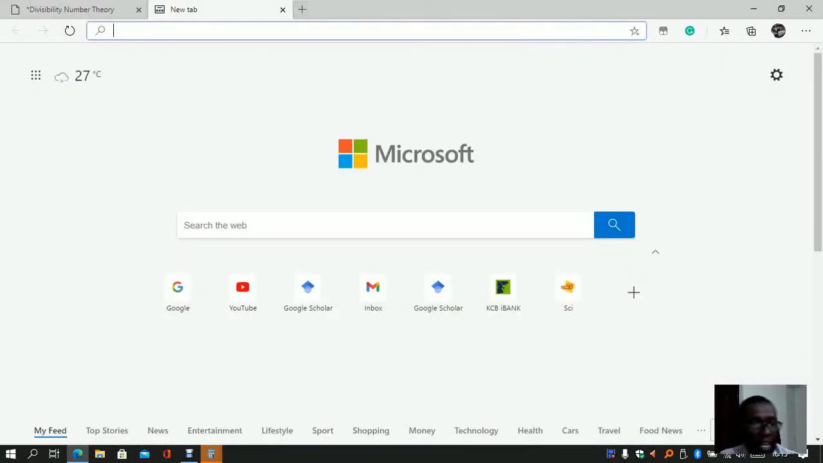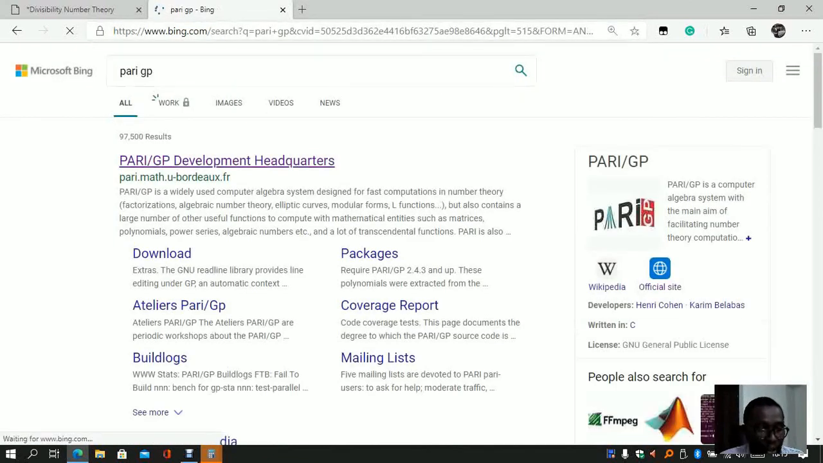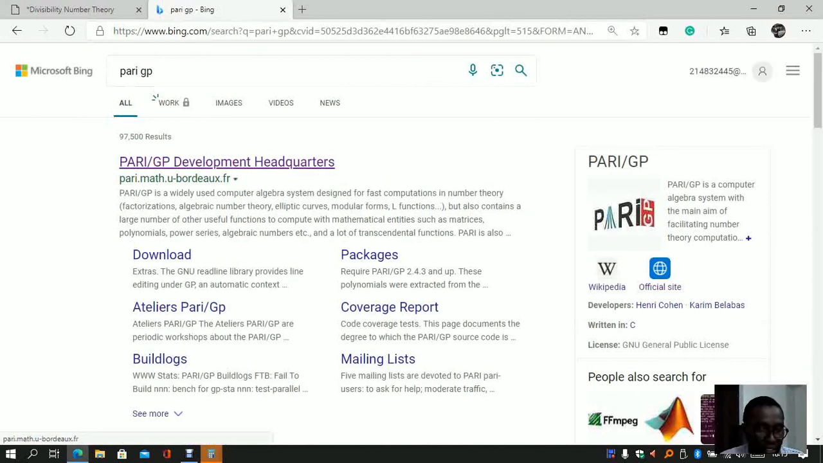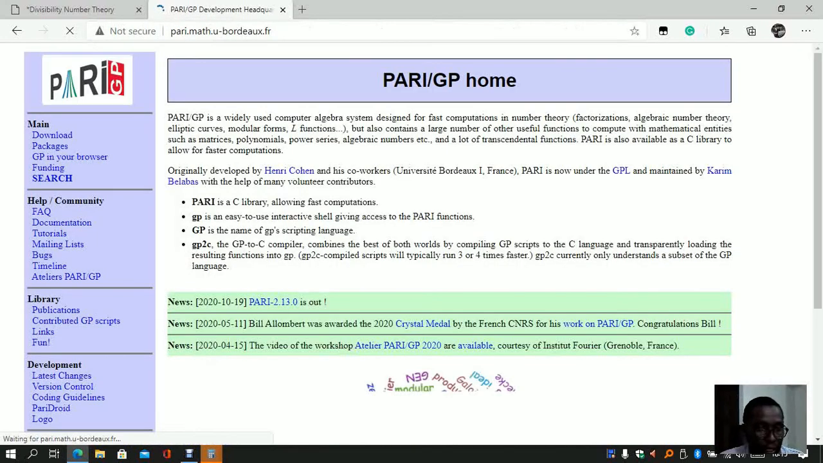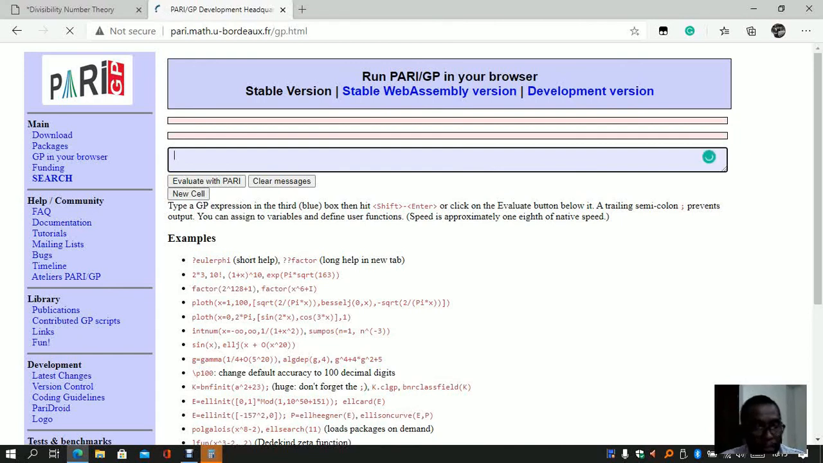You just open your browser, and then you type PariGP like that, and then you open the first result that comes. Once you get to the PariGP home, you go to the left side column of your browser. You see Pari in your browser. So right here, this is where we put our text. And if you put our text here, it means that we're going to evaluate it and we're going to get results here. So we've been trying to look at divisors, primes, and many other things, and then we can use this one for that work.